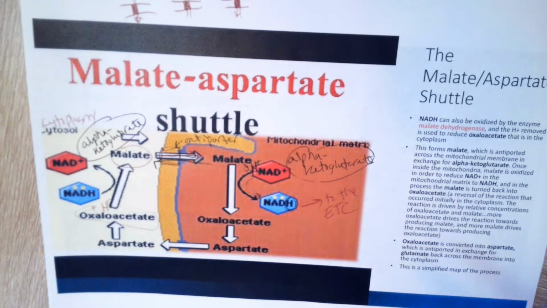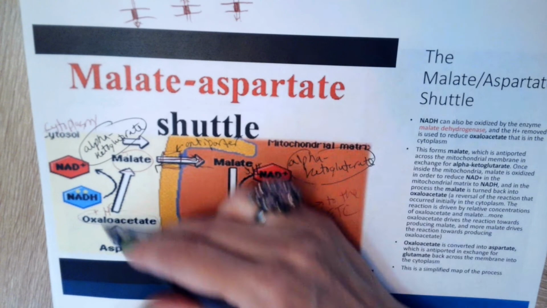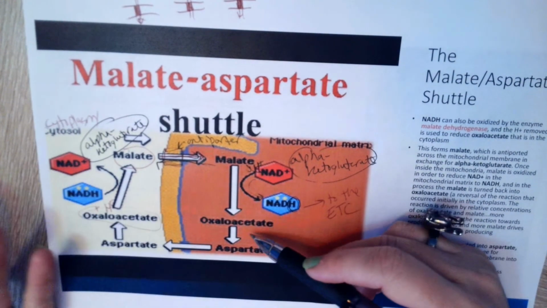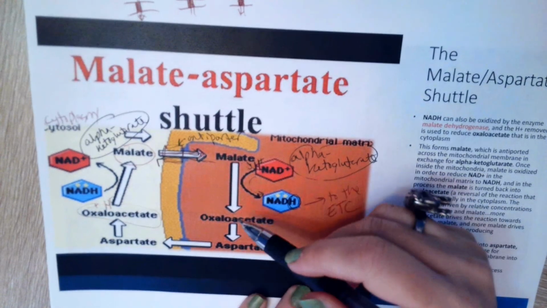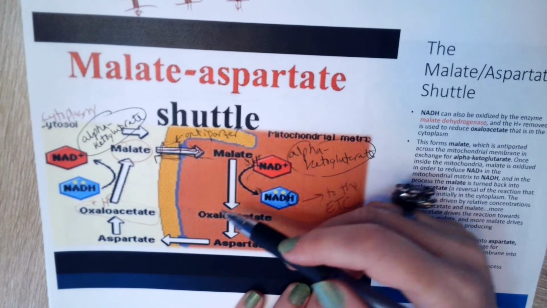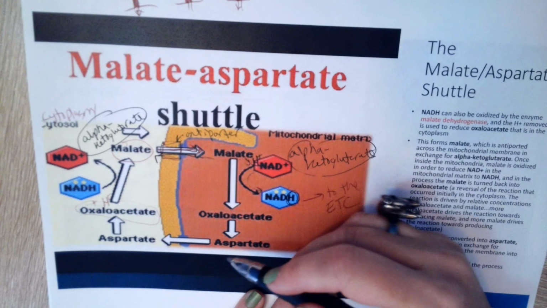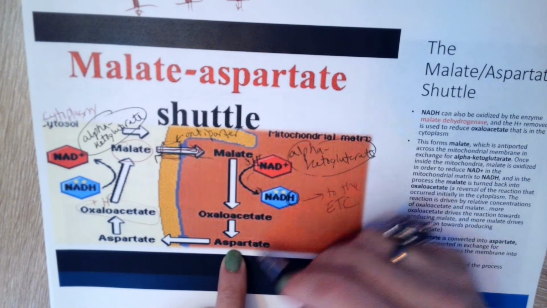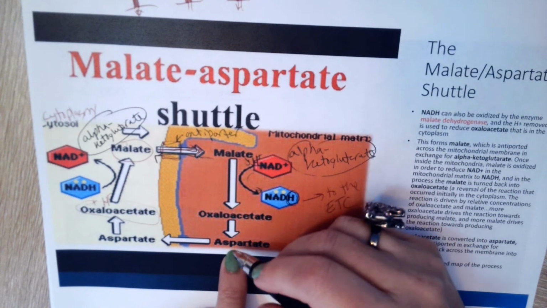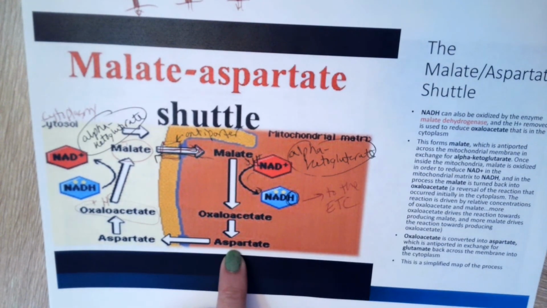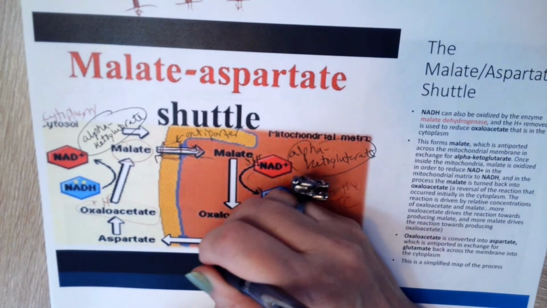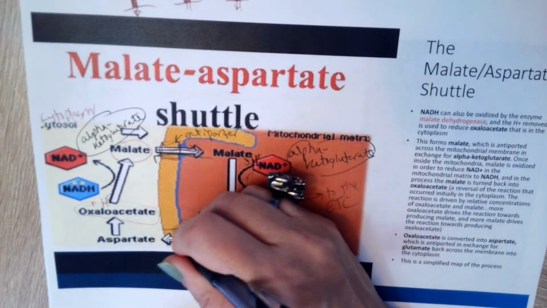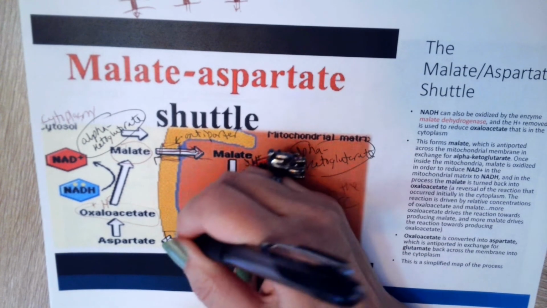But we want to be able to get that back out into the cytoplasm again, and oxaloacetate can't just cross the mitochondrial membrane. So we need to convert that into aspartate, which we'll get into the details of in a minute or two. And that aspartate is going to move out of the mitochondria across that membrane. We're going to have another antiporter here.